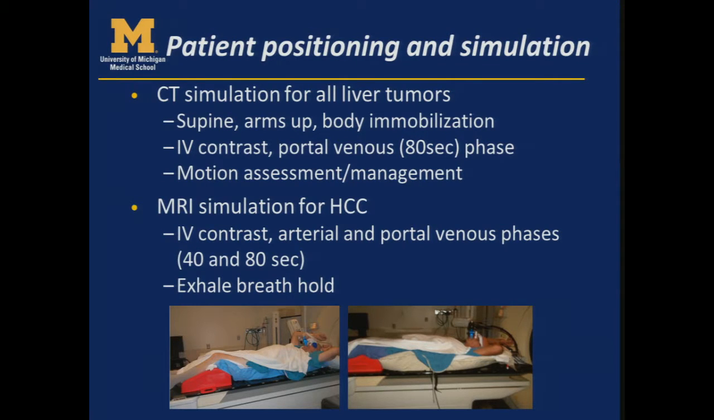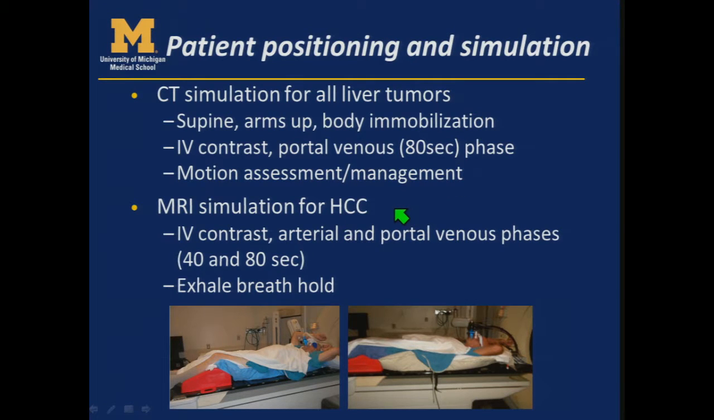So how do we actually set patients up from the beginning for liver SBRT? Well, this kind of depends on whether it's a metastasis or a primary hepatocellular carcinoma. For both of them, you need a CT simulation. Generally, we do it with supine, arms up, body immobilization, IV contrast. It's very important to get the timing of contrast right for the abdomen, whether it's liver contrast or pancreas contrast. The timing is very, very important. So for metastases, a delayed 80-second scan is very useful. And then motion assessment and management is very important as well.